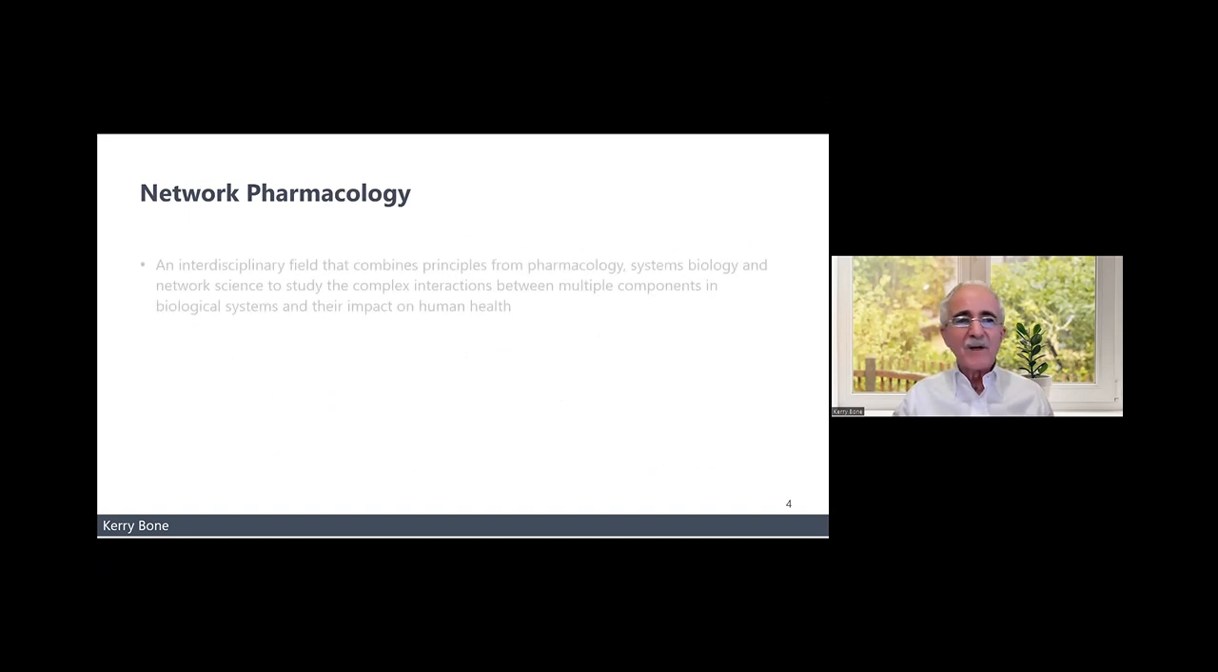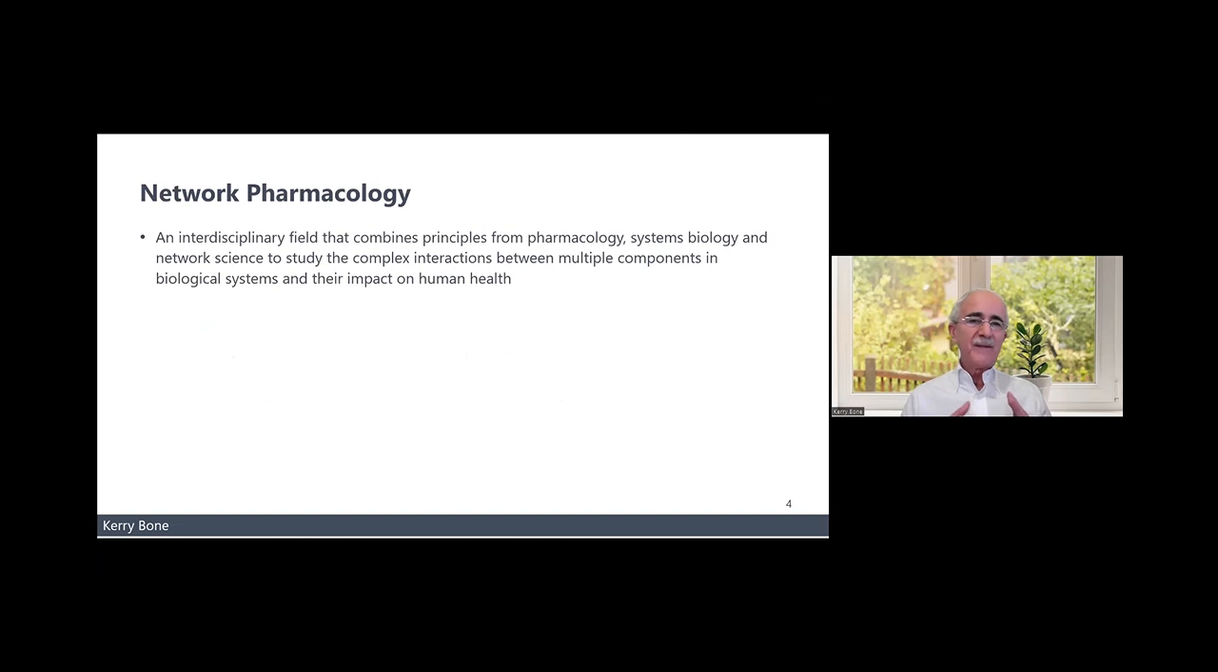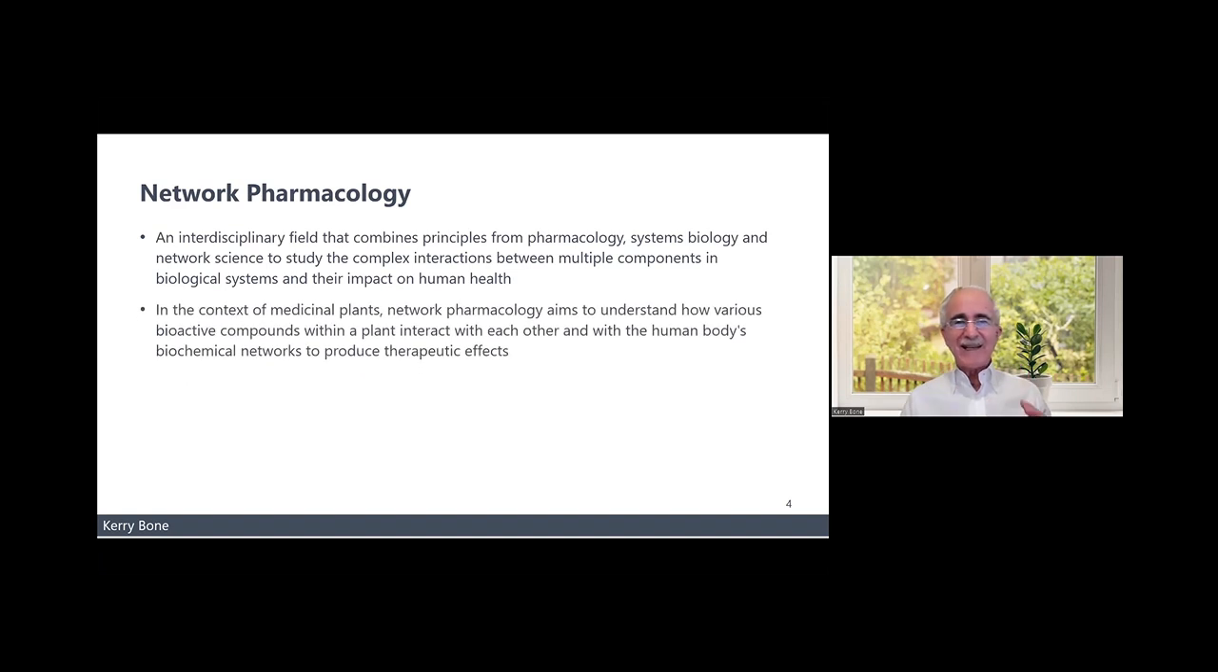So what's network pharmacology? It's an interdisciplinary field that combines principles from pharmacology, systems biology, and network science to study the complex interactions between multiple components in biological systems and their impact on human health. It has been particularly taken up in the context of medicinal plants, especially by Chinese researchers who are doing wonderful work in this field, looking not just at individual herbs, but herbal combinations as found in traditional Chinese formulations and the network pharmacology that might underpin those.